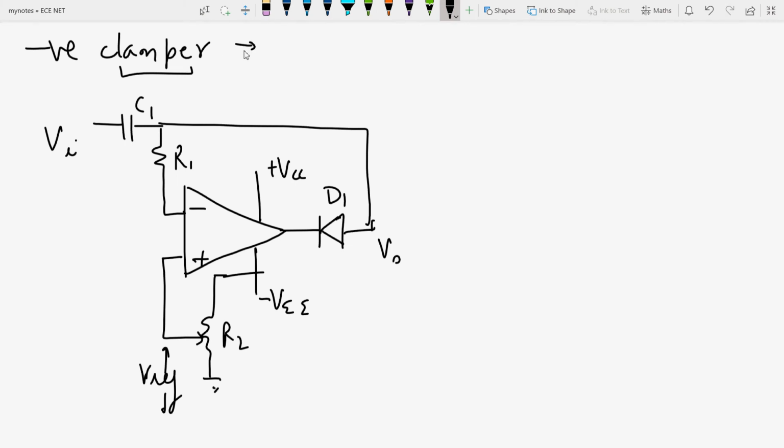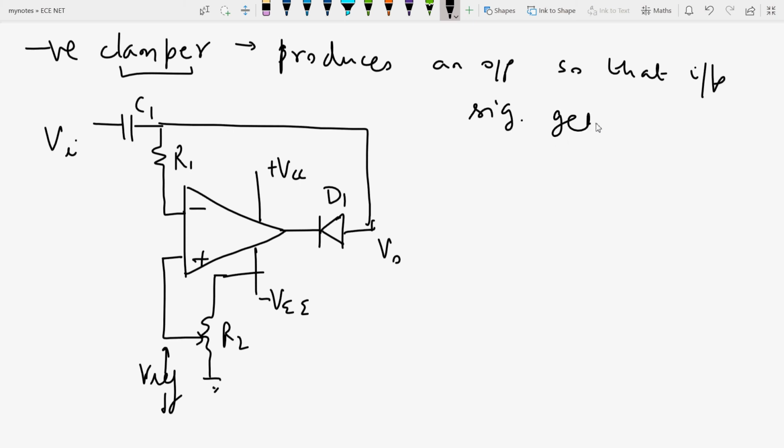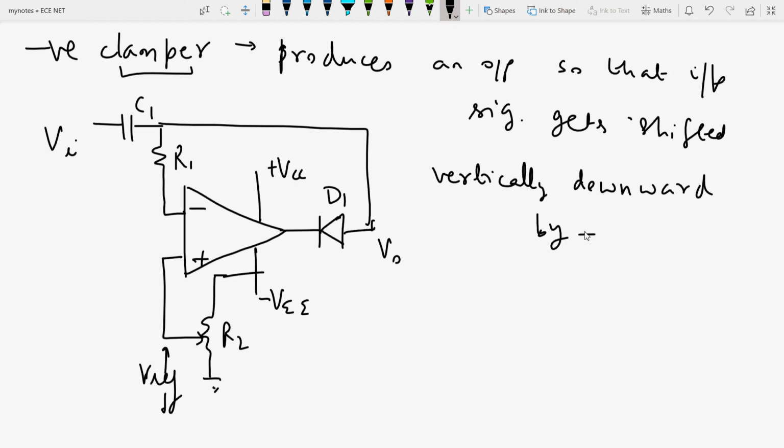So this negative clamper generates an output in such a way that the input signal gets shifted vertically downward by a negative DC value. It means it produces an output in such a way that the input signal gets shifted vertically downward by a negative DC value, okay.